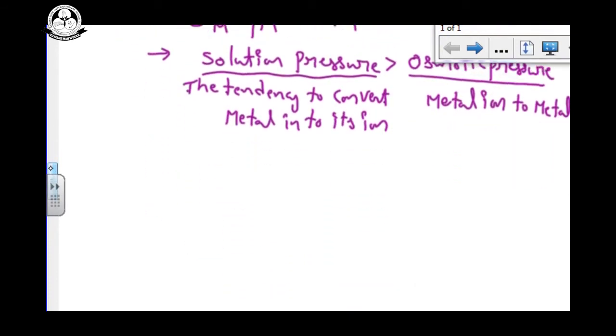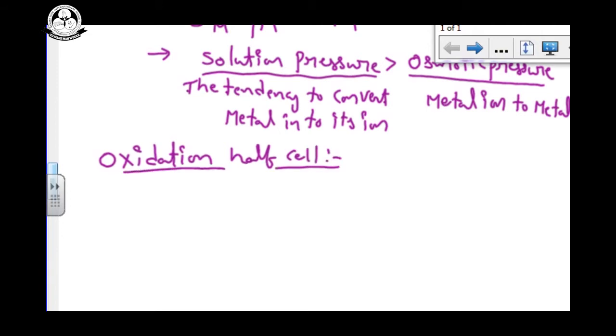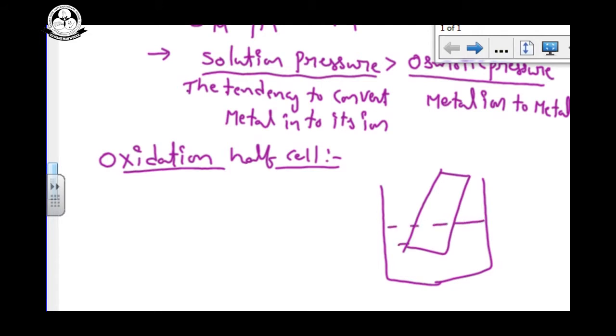Now see students, the second part of the galvanic cell, that is oxidation of cell. Oxidation means loss of electrons. Electrons are going out. Through the metallic rod, electrons will be lost, which means metal becomes metal ion.